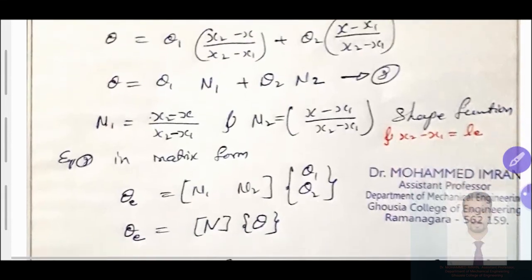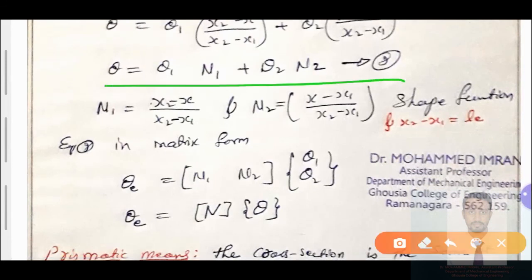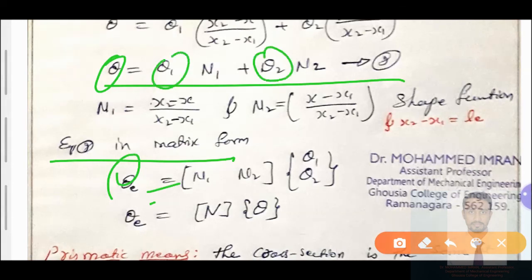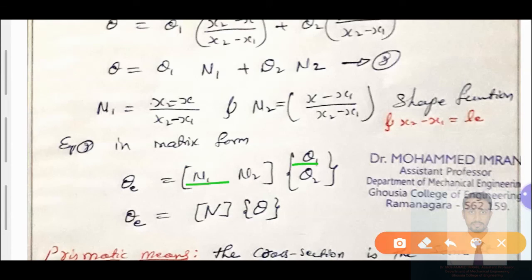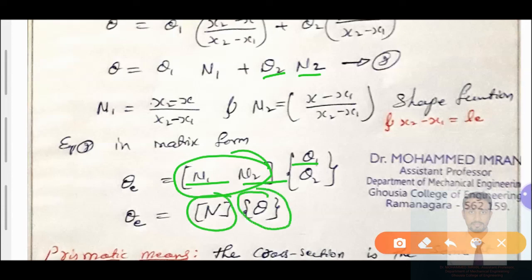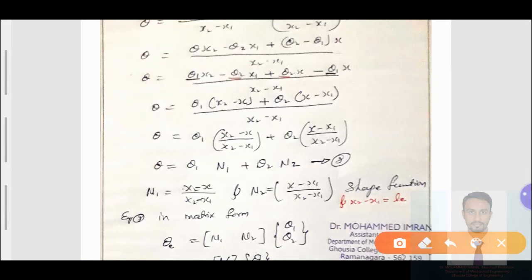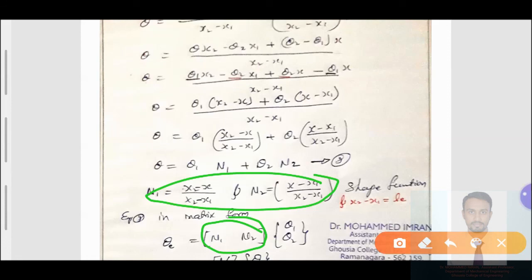Now equation 2 in matrix form. This is theta E, which is equal to the vector theta 1, theta 2, with theta 1 coefficient n1 and theta 2 coefficient n2. This is called the shape function matrix, and this one is the displacement vector theta E, right? We have found the shape function of the given shaft element. This we will use several times when we derive the stiffness matrix. Thank you.